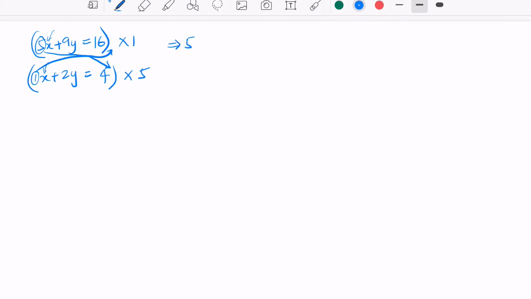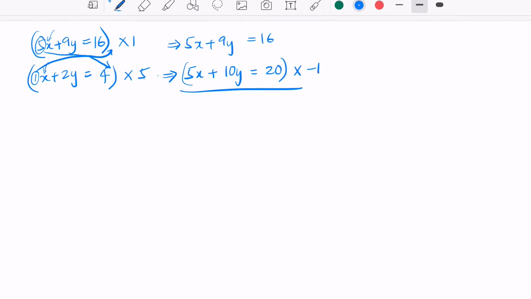So it becomes 5x plus 9y equals 16, and for this one it becomes 5 times x, you have 5x plus 10y equals 20. So now we have both the equations. What we do now is, for the second equation, multiply by -1. Remember that the first equation we are not changing anything. So for the second equation, multiplying by -1, you have minus 5x minus 10y is equal to -20.